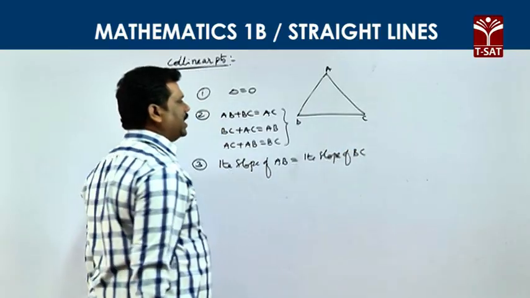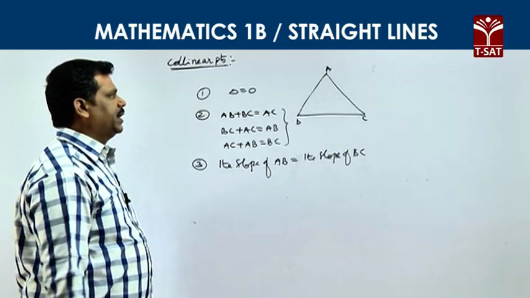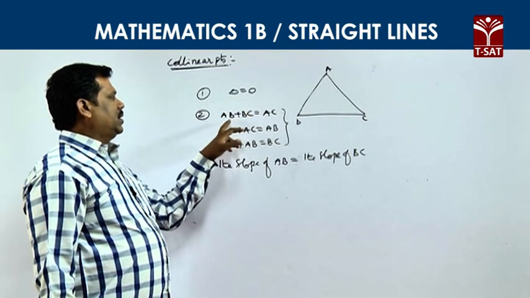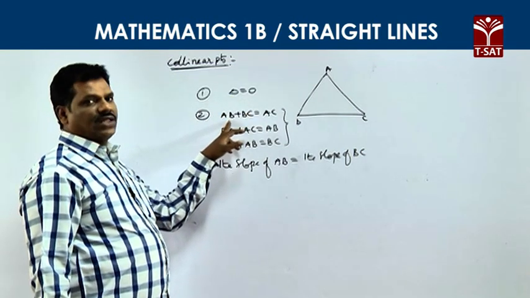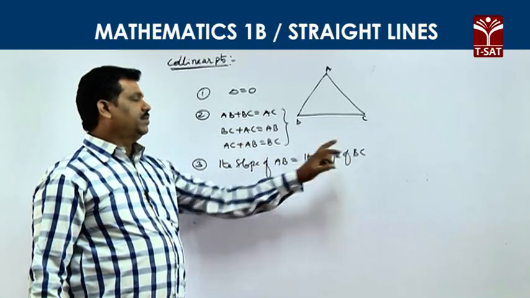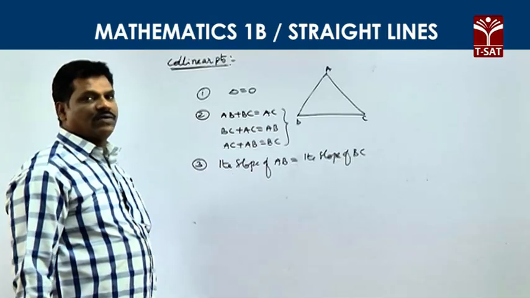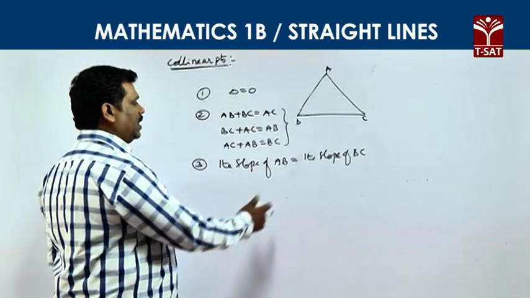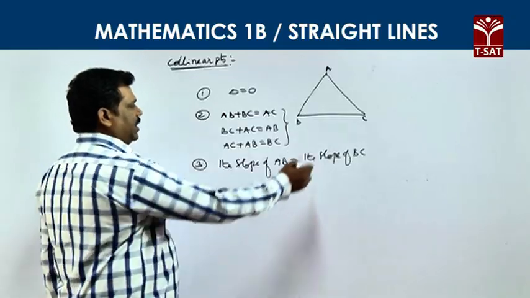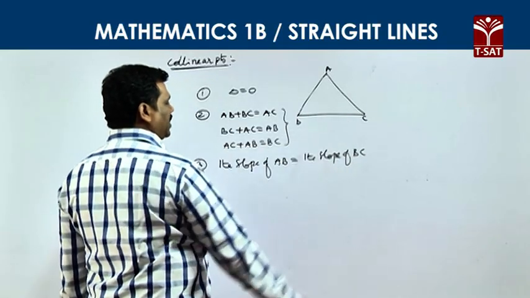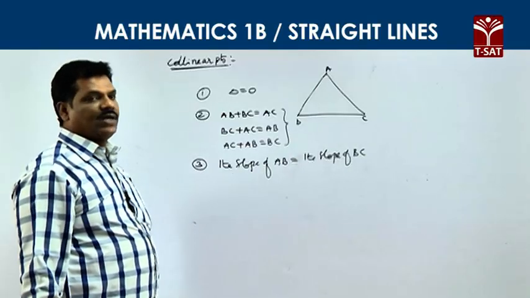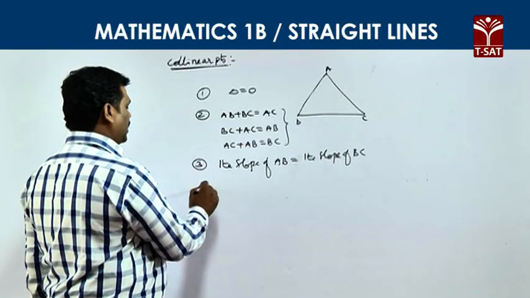Three points A, B, C are collinear points if and only if the area of the triangle equals 0, the sum of any two distances equals the other distance, or the slope of AB equals the slope of BC. Slope of AB means y2 minus y1 by x2 minus x1. Here also, applying the slope of BC, x3 minus x2 by y3 minus y2. The slope of AB equal to the slope of BC, therefore the given points A, B, C are collinear points.